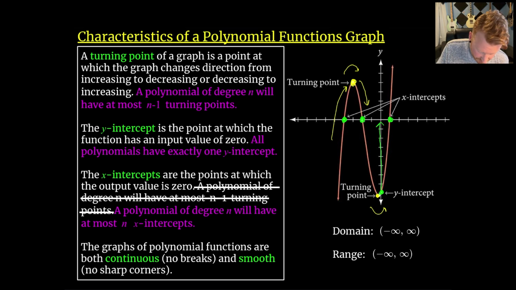Oh, there's something in here that doesn't need to be here. Maybe I copied and pasted a polynomial. I don't need this in here. I must have copied and pasted from above.